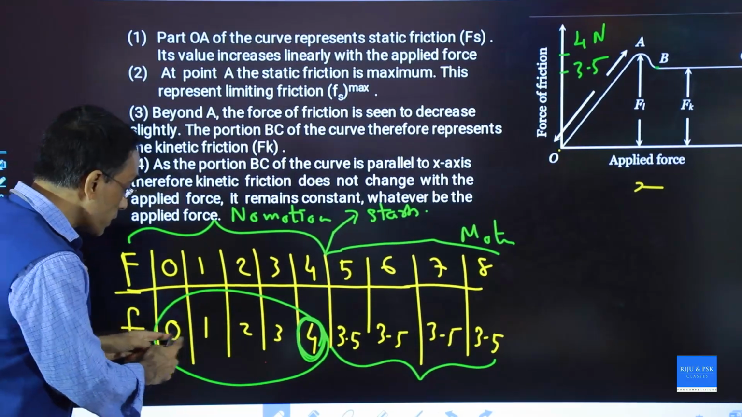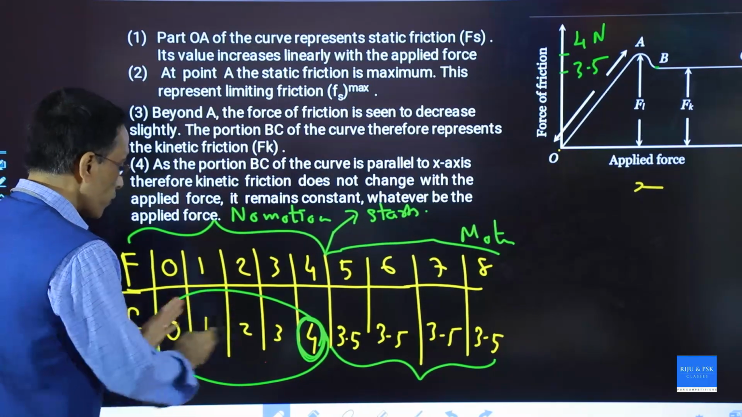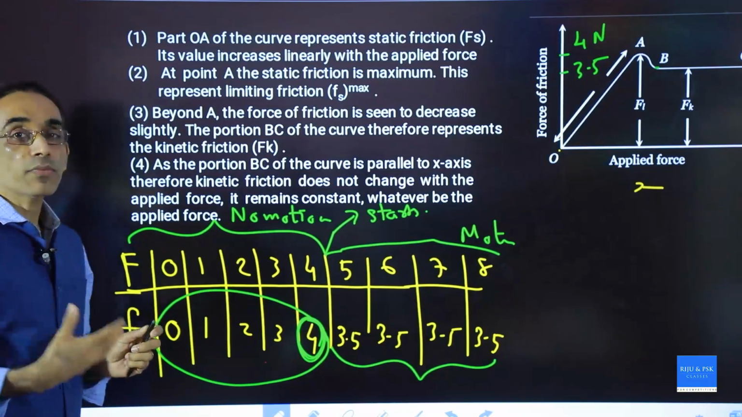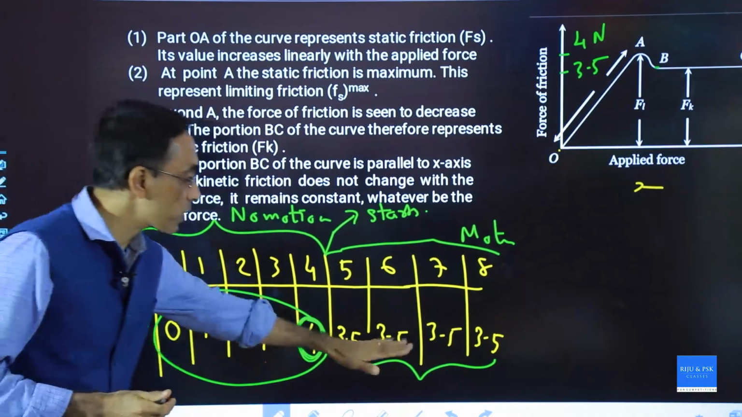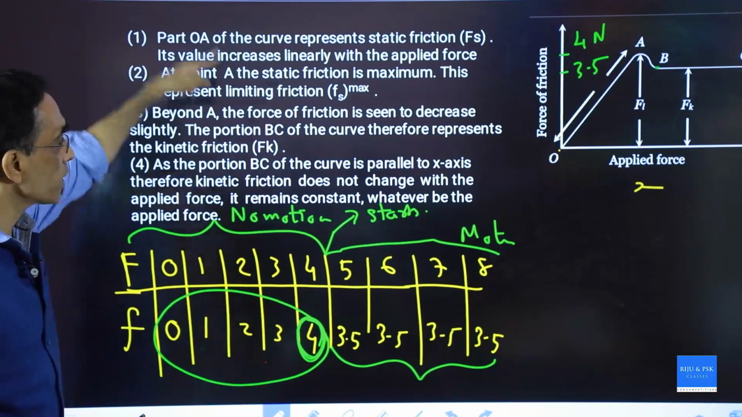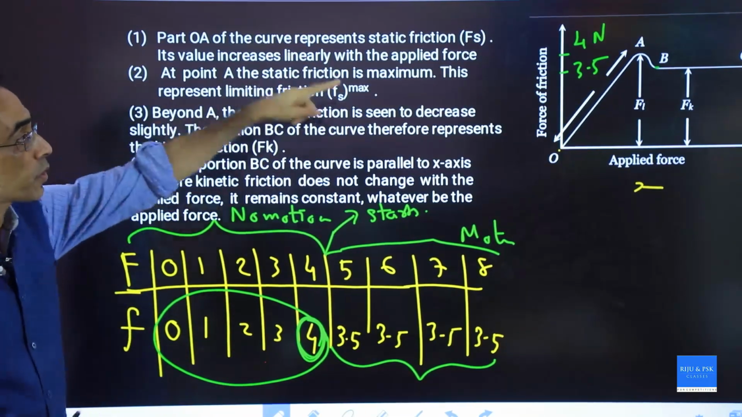Static friction adjusts from 0 because force increases. When force increases, static friction also increases. So, we will say static friction is a self-adjusting force, but kinetic friction is a constant. Okay. The graph nature is explained here. Pause the video, write down the notes, draw the graph.